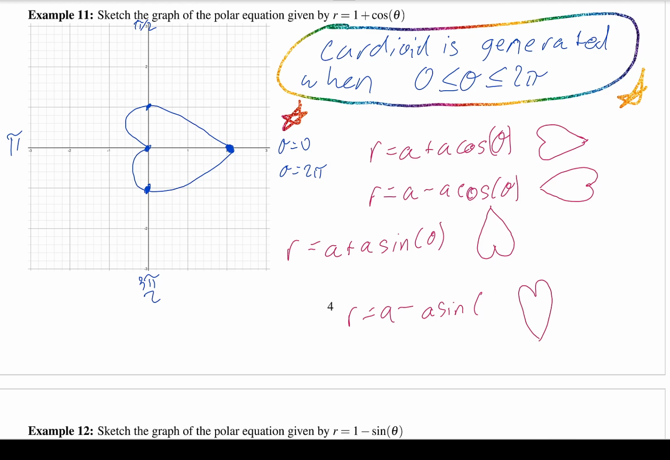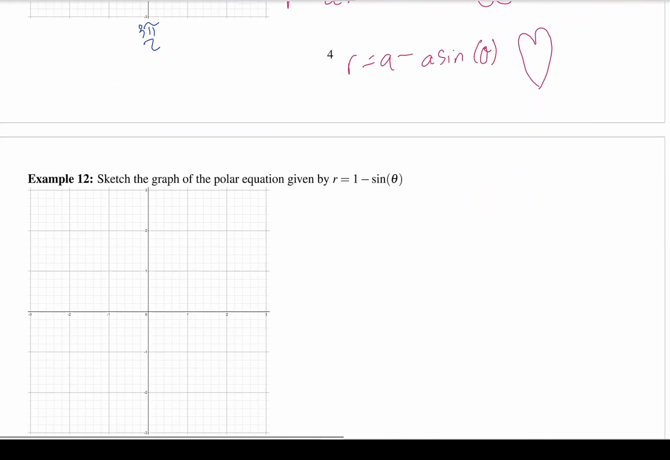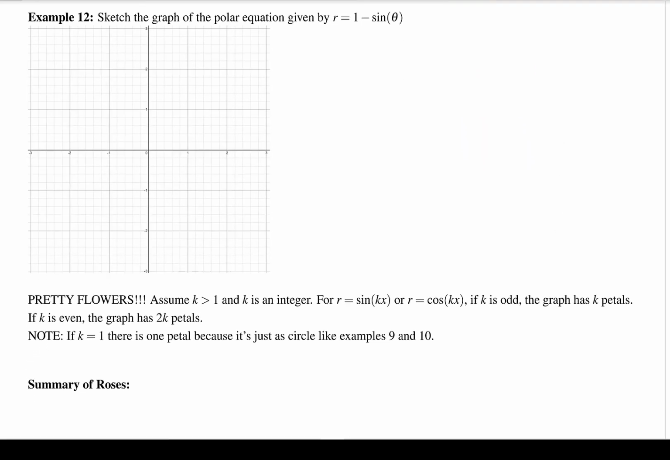Okay. The biggest thing to remember is that a plus or minus a cosine theta is going to be horizontal, and then a plus or minus a sine theta is going to be vertical. After that, you can kind of figure it out from there. So I'll show you what I mean on this one.